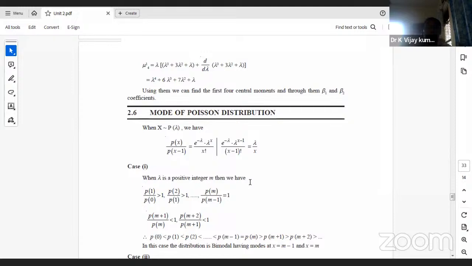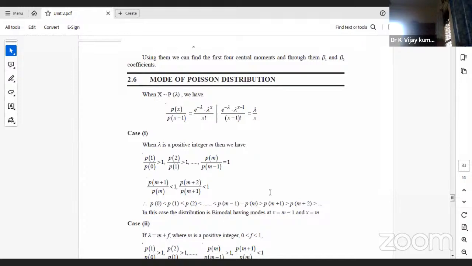Case 1, lambda is a positive integer, then p1 by p0 greater than 1, p2 by p1 greater than 1, p3 by p2 greater than 1, and so on. Therefore pm by pm minus 1 is equal to 1. So the condition is pm plus 1 by pm less than 1, pm plus 2 by pm plus 1 less than 1, pm plus 3 by pm plus 2 less than 1. The conditions should be satisfied. We are taking here p0 less than p1 less than p2 less than and so on up to pm minus 1, pm, then pm greater than pm plus 1 greater than pm plus 2, and so on.